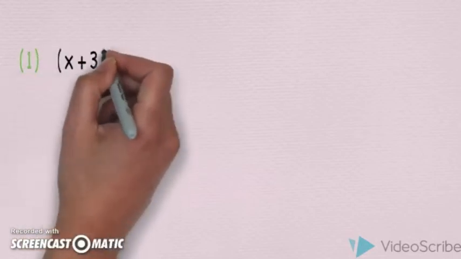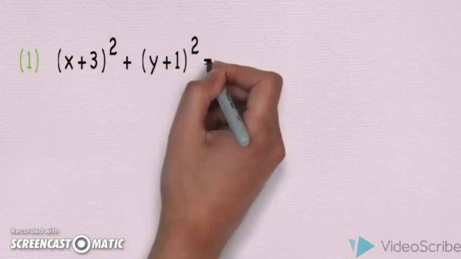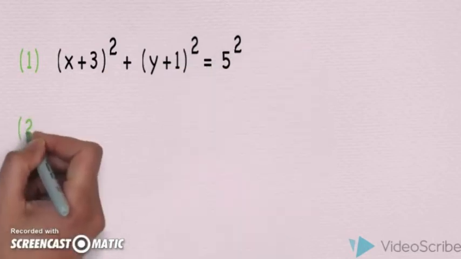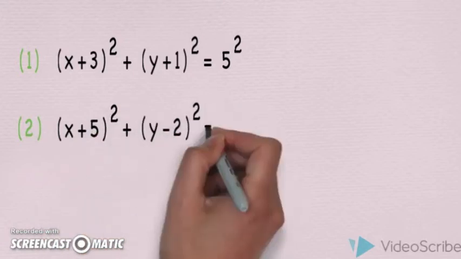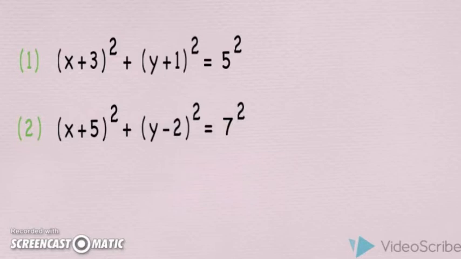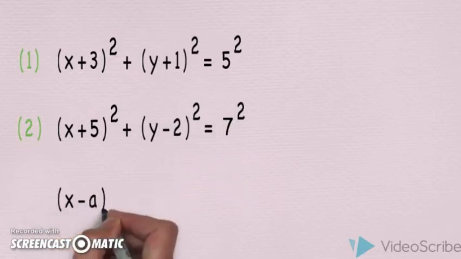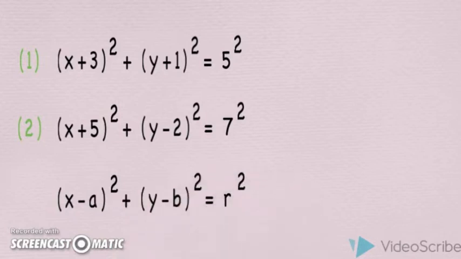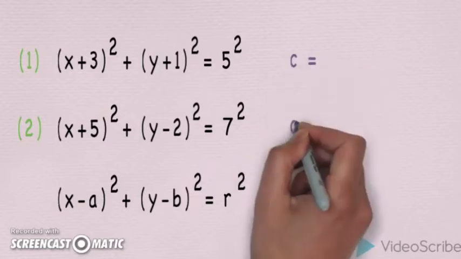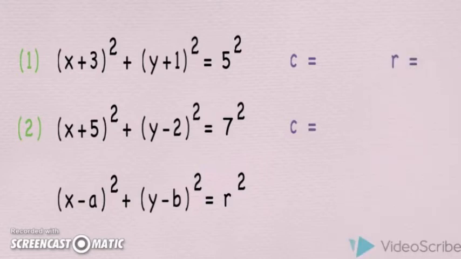So if we look at our two examples, after we had completed the square for each, we can compare these to the standard form of the equation. Each equation, we can see, has corresponding values for a, b, and r. Knowing that this equation represents a circle, we know that the coordinate (a, b) gives us the circle's center, and r gives us the radius of that circle. So from this, what are the centers and radii of our two examples?